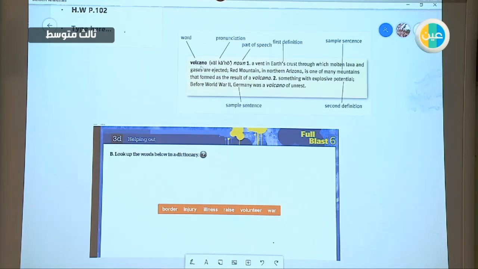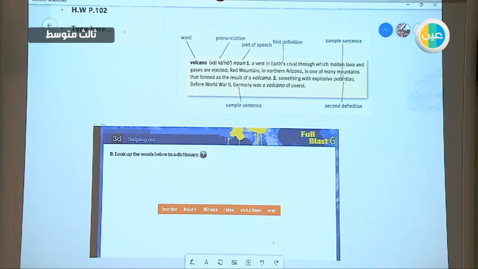Here is an example. If we're looking for volcano in a dictionary, this is the word I'm looking for, and here is the pronunciation of this word. The part of speech is noun, and you have 2 meanings for this word. The first meaning is here. The second definition for that word is here. And of course, you're going to find sample sentences in the dictionary that can help you to understand the meaning of a word.